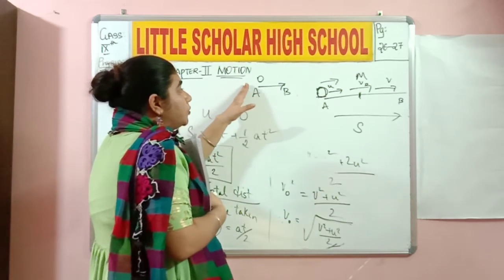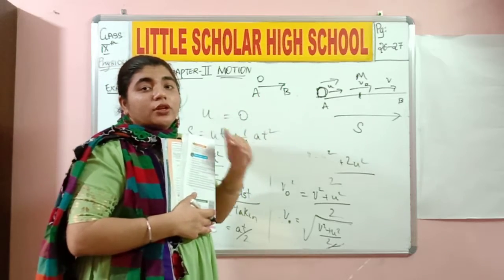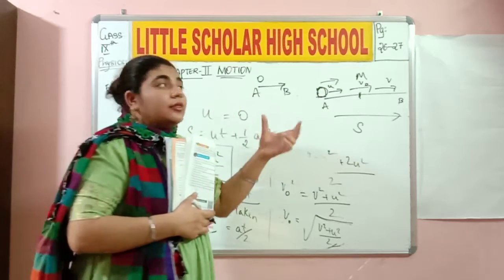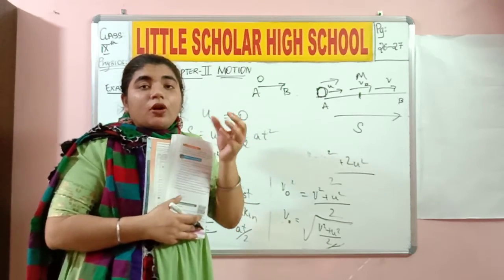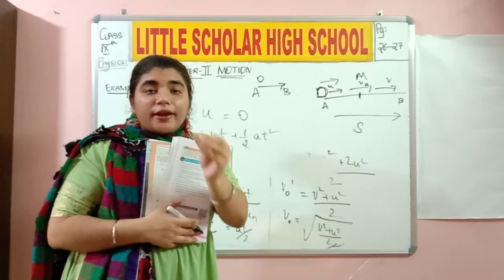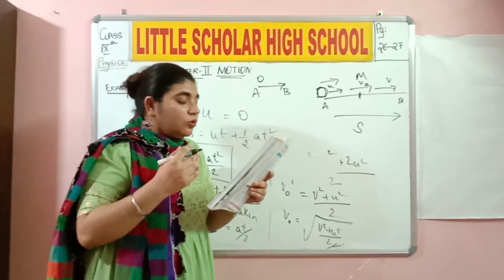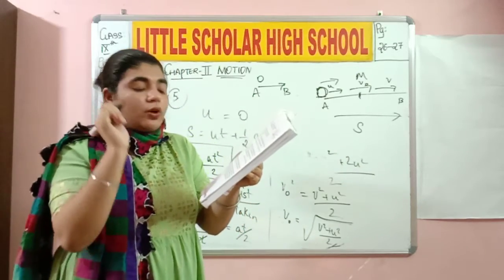Similarly, when the object is traveling a certain distance in a specified direction, then that distance is called displacement, because distance in a specified direction is called displacement. That is what the definition says. So don't go by any of the answers that you see in a study material. Just try to understand what we are talking about.